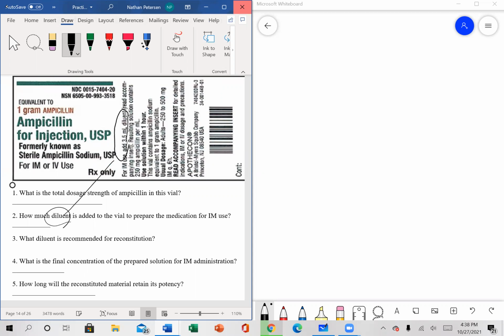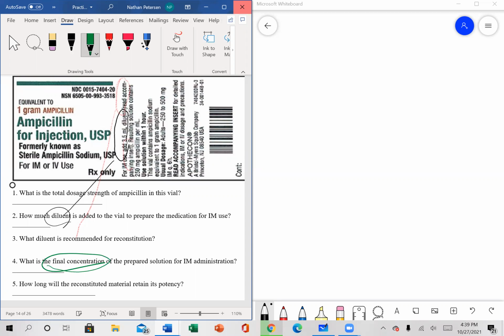Okay. What diluent is recommended for reconstitution? Again, we're looking over here. Read the accompanying insert. So then you get your result. So this guy matches to that guy. Then what's the final concentration?